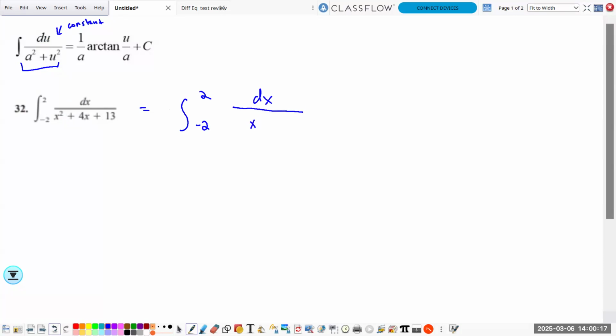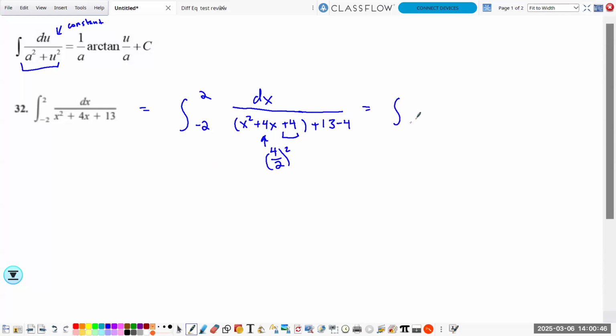x squared, oh, that is not in the right spot. x squared plus 4x. We're going to kick out the constant. And now I'm going to add what I need. I need this to be a perfect square, so I'm going to take b divided by 2 and square it. So I'm going to put a 4 here. Now, if I put a 4 here, I need to subtract a 4 here.